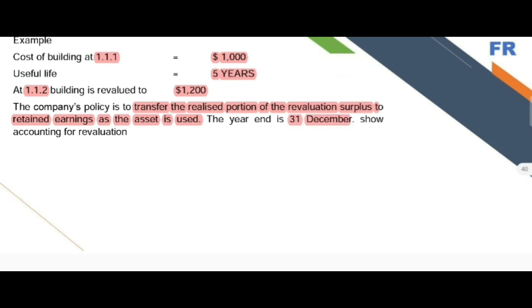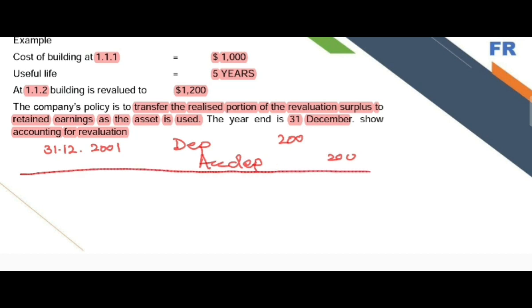To solve this question, we need to show the accounting for revaluation. Before revaluation, in the first year, the year ended 31st December 2001, what is the depreciation charge? On 31st December 2001, the depreciation charge would be recorded by passing the entry depreciation expense debit and accumulated depreciation credit, and this would be recorded as 1000 divided by 5.